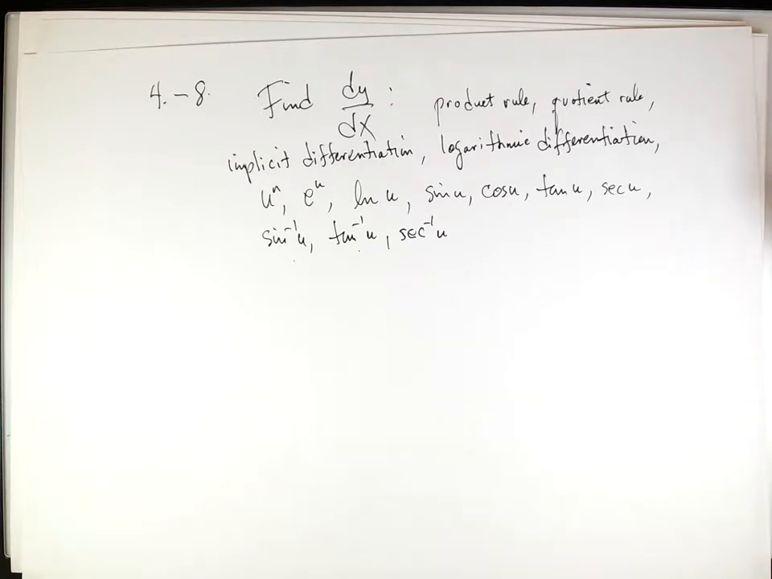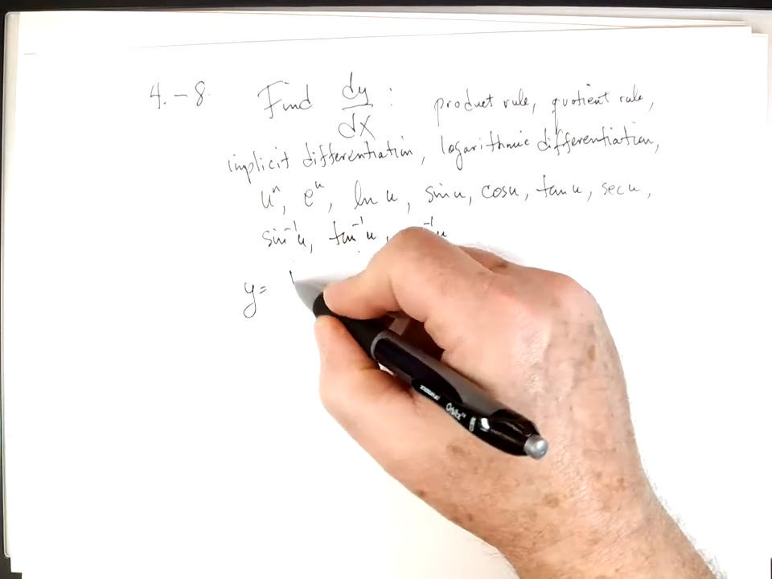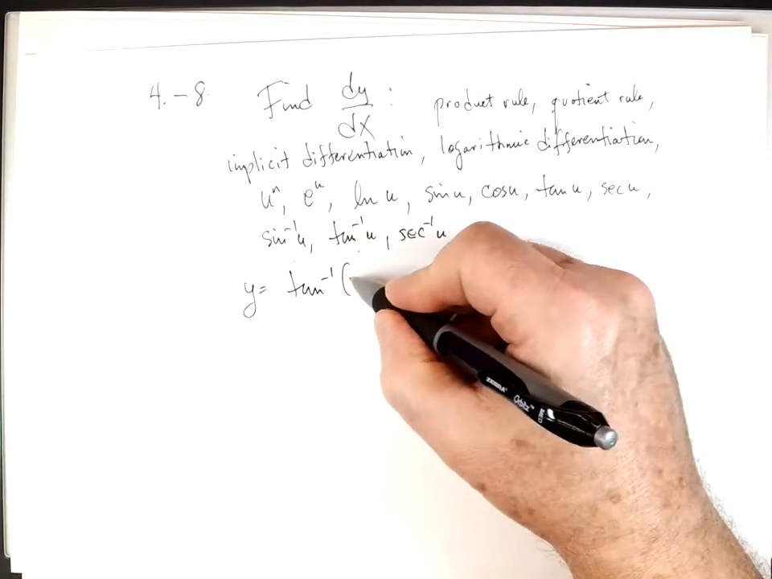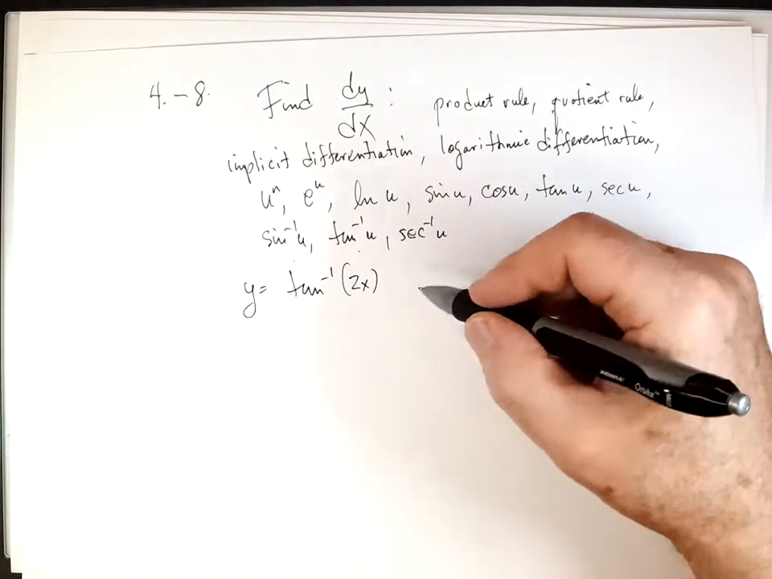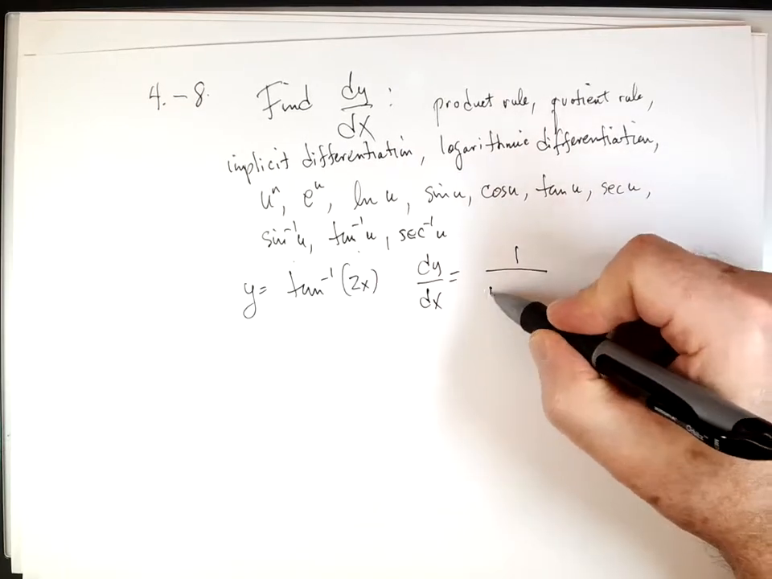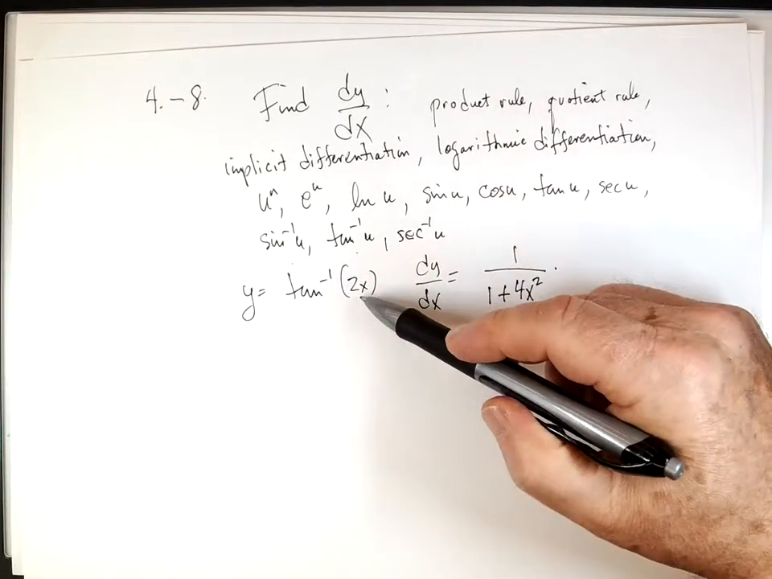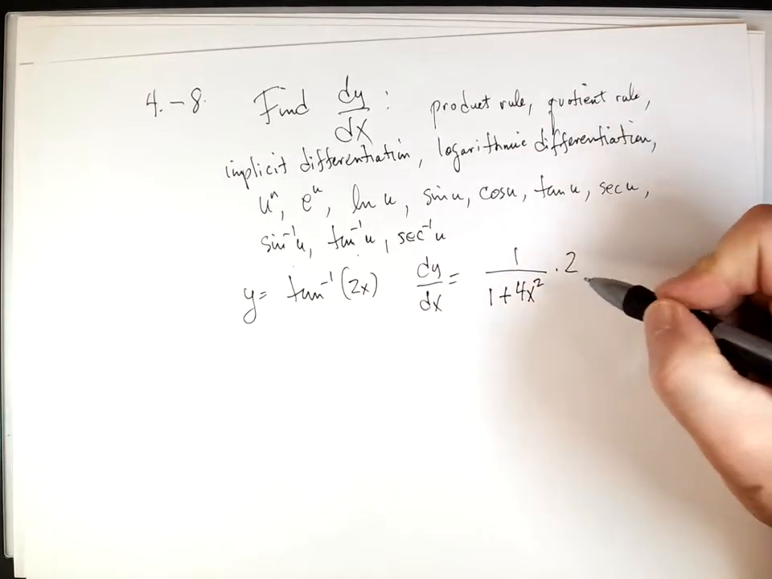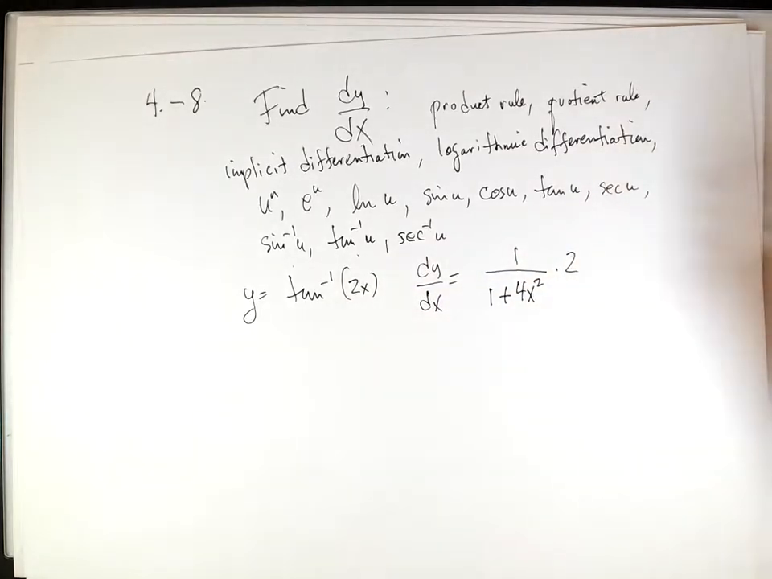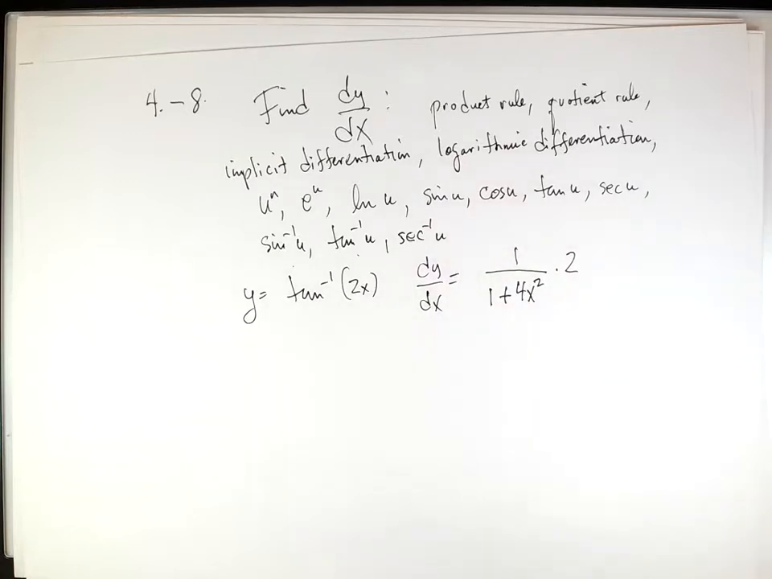Let's do it. Let's do y equals inverse tangent of 2x. This is the kind of thing I would give you. Find the derivative. The derivative is 1 over 1 plus u squared times the derivative of 2x, which is 2. If you look at your test, you probably have that very problem on the test. So that's the typical kind of thing I would give you.